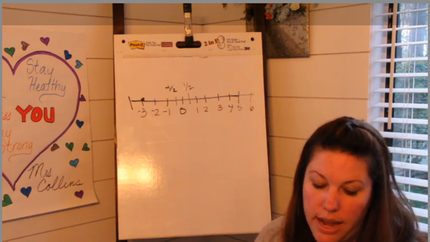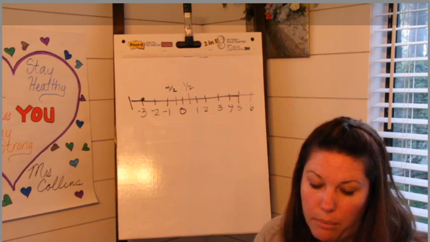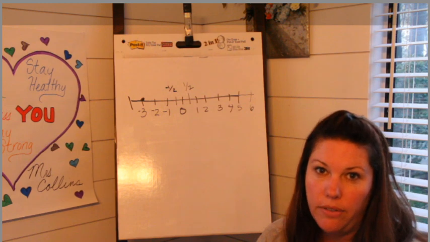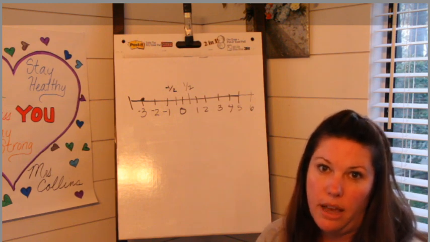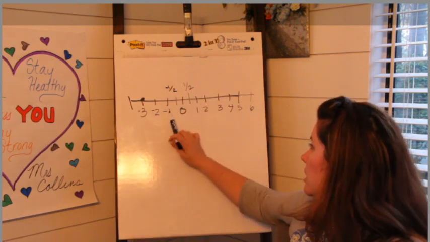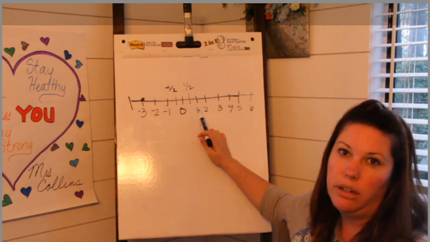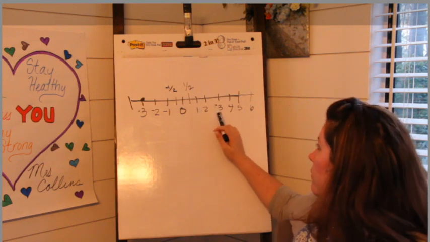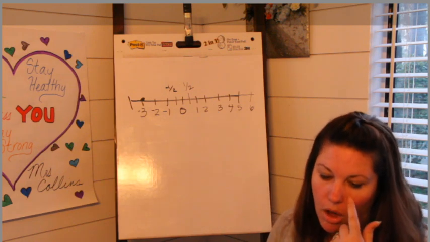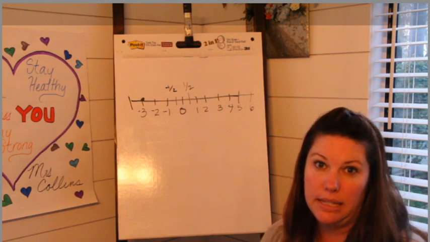Okay, then the next question is about Anita. Anita has 2 numbers. She has -1 and 2.5. What are the opposites of -1 and 2.5? So if she's here at -1, what's the opposite of that? +1. And then if she's at 2.5, what's the opposite of that? Okay? All right, and then the last question is a series of fill in the blanks.